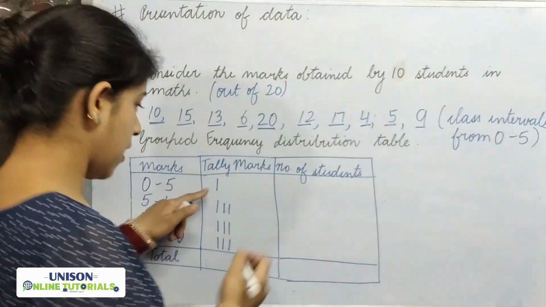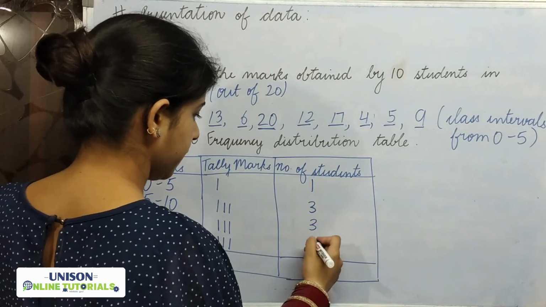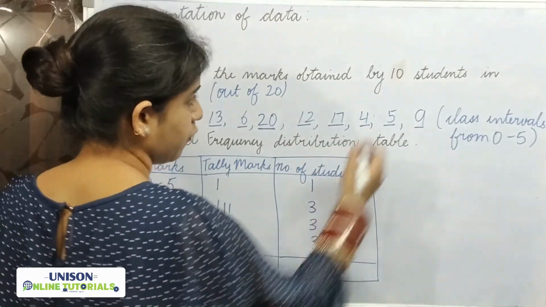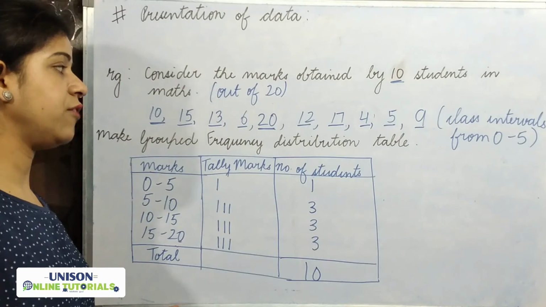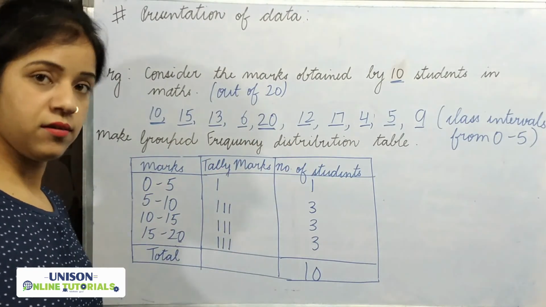Now count these tally marks: 1, 3, 3, 3. And the total is 10. We have 10 students, so the total will be 10. And in this form we will represent the grouped frequency distribution table.